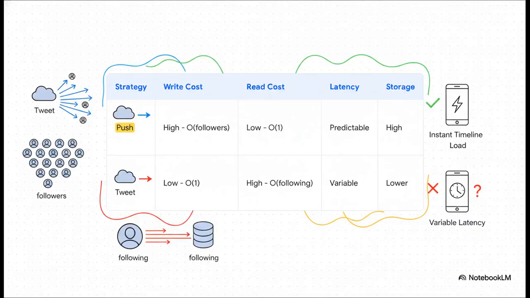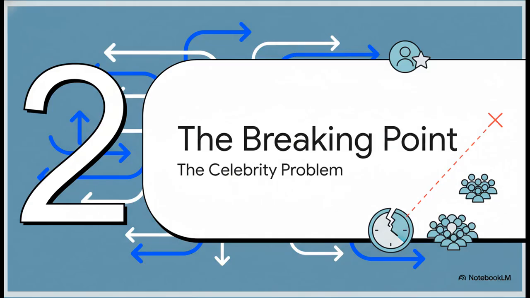And this table here just lays out those choices perfectly. With push, you can see the write cost is really high. It gets more expensive the more followers you have. But the read cost, it's practically zero. That's why your timeline would load instantly. Now with pull, it's the complete opposite. Posting is cheap and easy, but reading your timeline, well, that's where you pay the price. It's expensive, and the load time can be all over the place. So you're probably thinking, okay, push seems way better for the user, right?